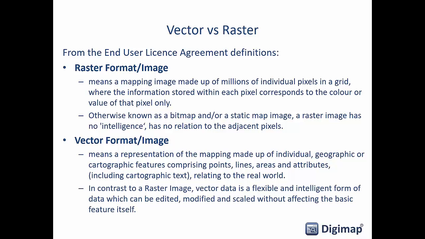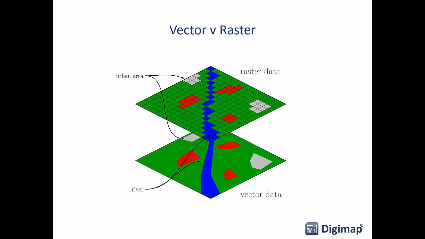A vector image is a representation of the map made up of individual features and points and lines and areas and attributes which relate to the real world. In contrast to the raster, vector data is much more flexible and much more intelligent. Let's put intelligent in quotations there. It's a form of data which can be edited and modified without affecting what it represents. There's a quick image for you of the difference between raster and vector. I'm not sure that it says very much, but I hope that most people will get the broad idea.